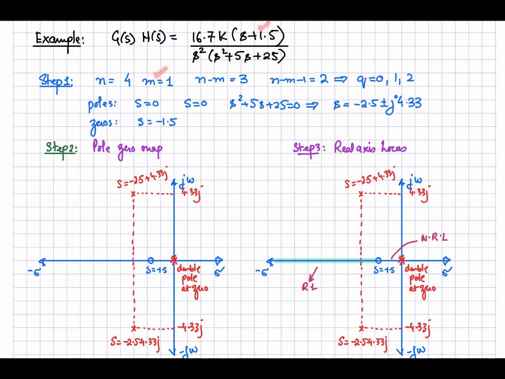So m is equal to 1 and the number of loci moving towards infinity will be equal to 3, because one pole will move towards the zero and the other 3 poles will move towards the zeros which are sitting at infinity. Now, finding the value of q for the asymptotic angle calculation, n minus m minus 1 is equal to 2. So q will be equal to 0, 1 and 2.